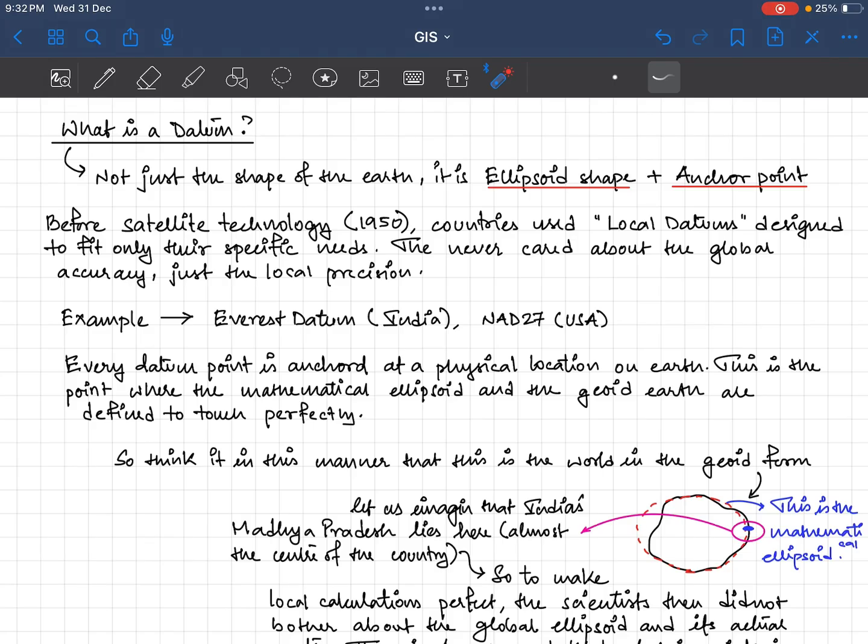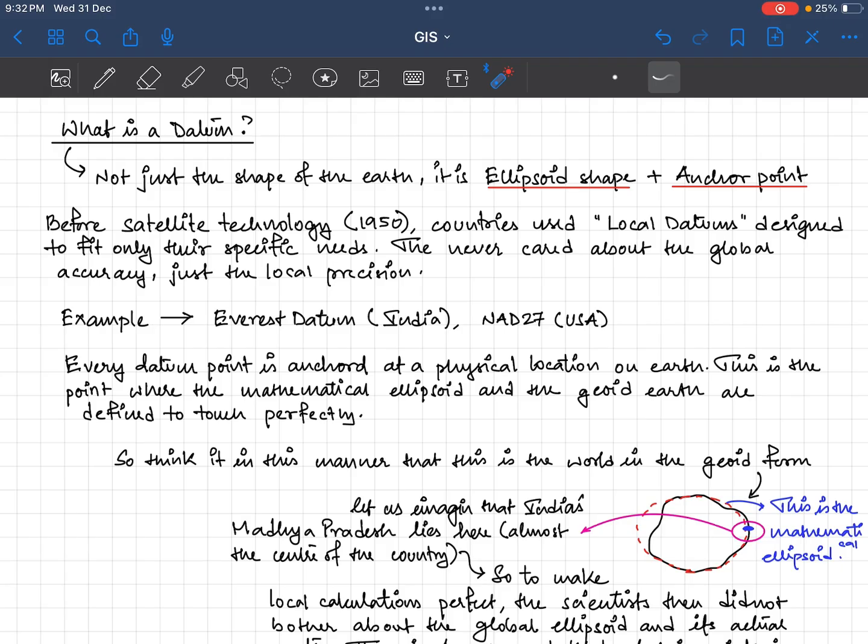So let's take the example of India. Now, India followed a datum called the Everest datum. Okay. This is the Everest datum. And in the Everest datum, the anchor point was at a place called Kalyanpur in Madhya Pradesh. So I will just refer to it as Madhya Pradesh.